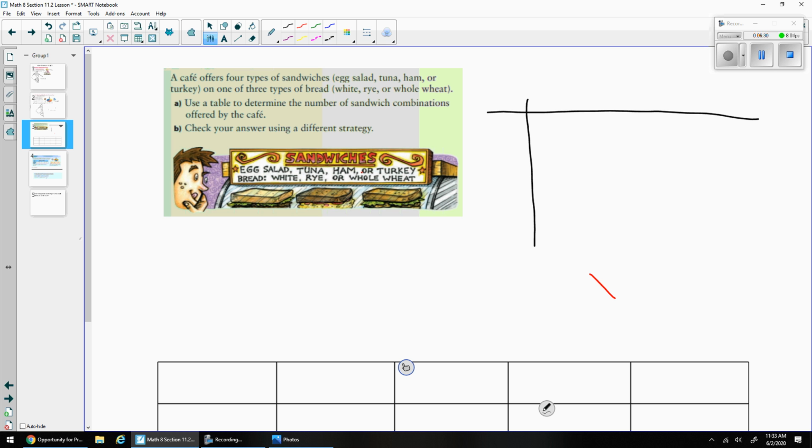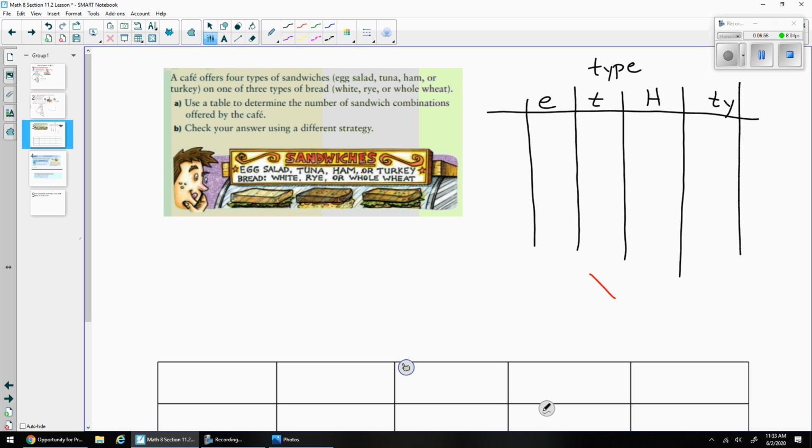Okay, so you have the type of sandwich, and you could have egg salad, you could have tuna, you could have ham, or you could have turkey. I already have a T, so I'm going to say TY, turkey. Okay, those are the 4 different types of sandwiches you could have.